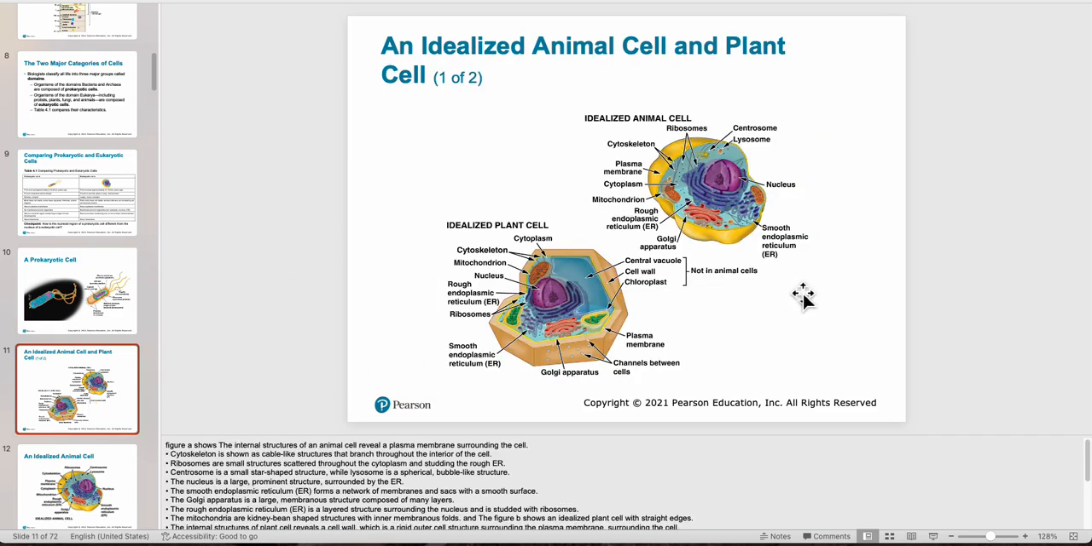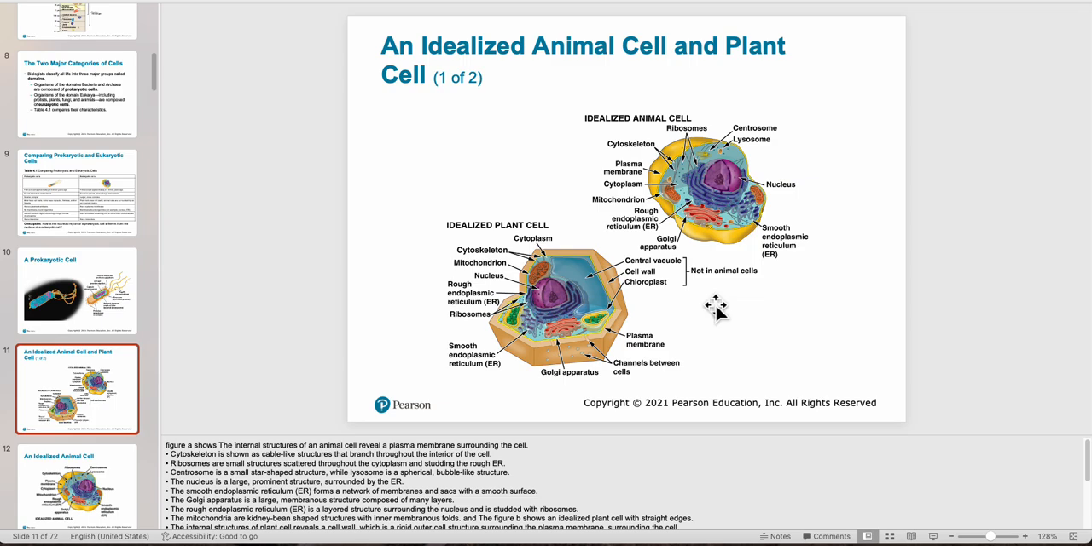Then comes animal cell, plant cell. And here, notice in the author's picture, there are 3 that are found in plants, but not animals. That tends to be a good question for exams, for my exam and the department exam. So these 3 things, the central vacuole, the cell wall, and the chloroplast, are found only in plants, not in animals.